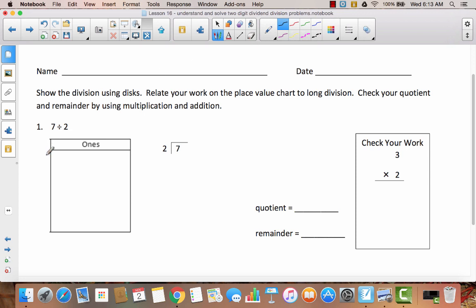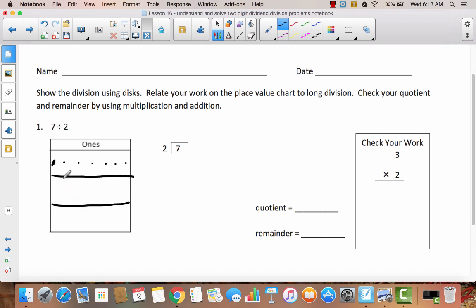So whenever I take something and I divide it by 2, that means that I'm going to put it into two equal groups. The first thing I'm going to do is show 7 ones. So I've got 1, 2, 3, 4, 5, 6, 7. Now I'm going to divide that into two equal groups. I'm going to go ahead and draw two lines so that I have a group here and a group here.